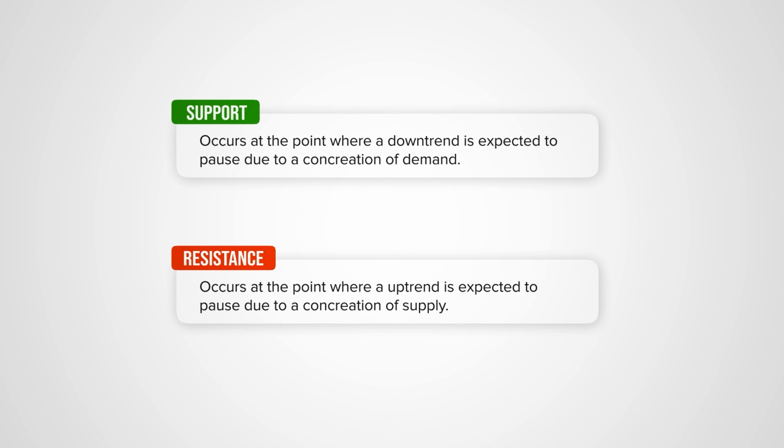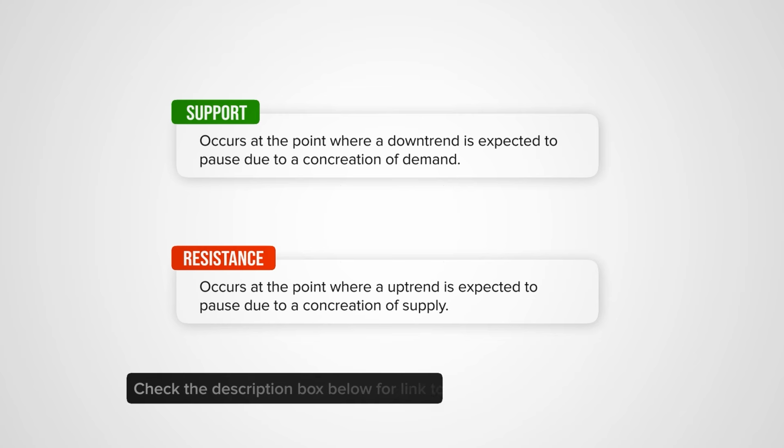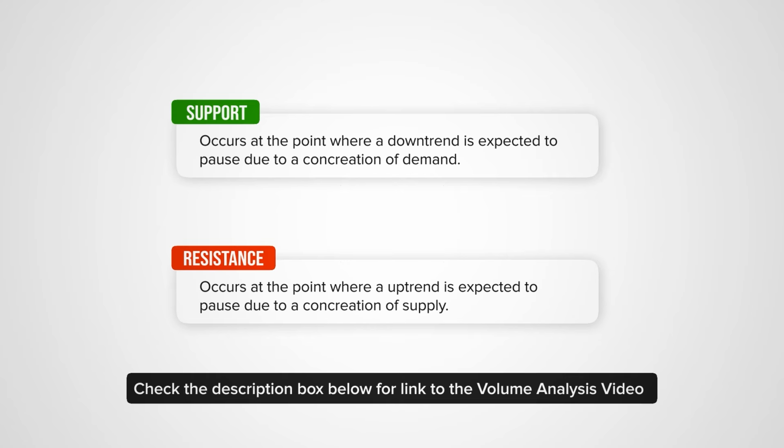On the opposite side of that, resistance occurs at the point where there's an uptrend. So in other words, the buyers are in control and it's expected to pause. So the uptrend is starting to weaken. That's again why we have to look at volume. And the trend is weakening, or up leg, I should say, as traders look for up legs and down legs. The up leg is expected to pause because there's a concentration of overhead supply. And again, the volume will show this. Go back and watch that video and you'll see exactly how that works.